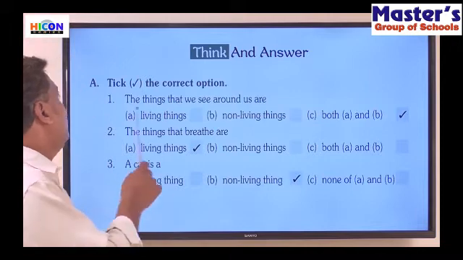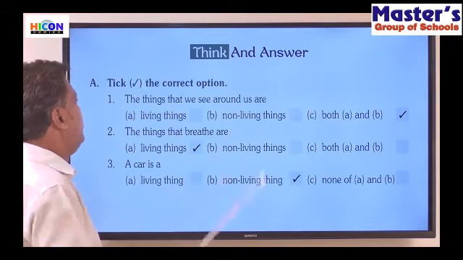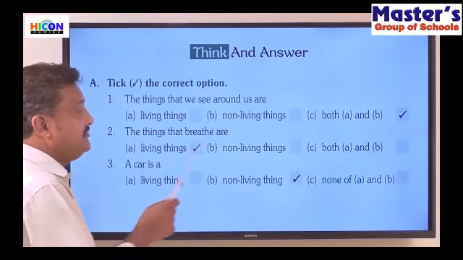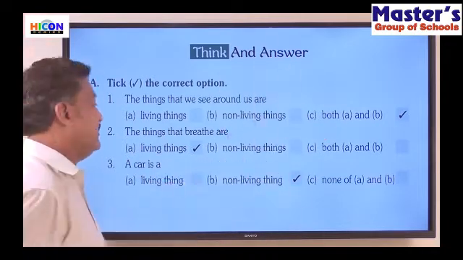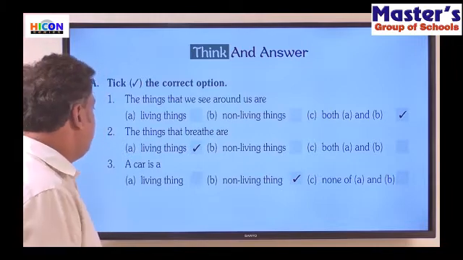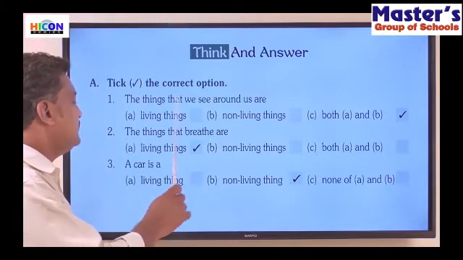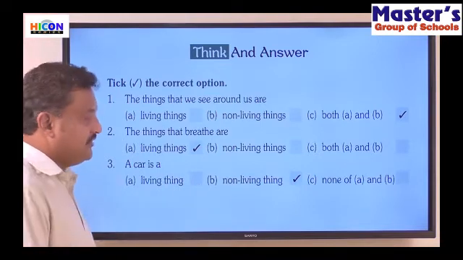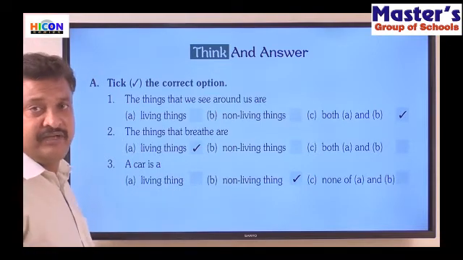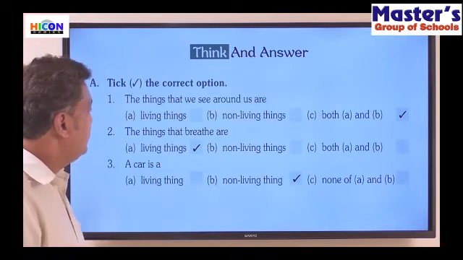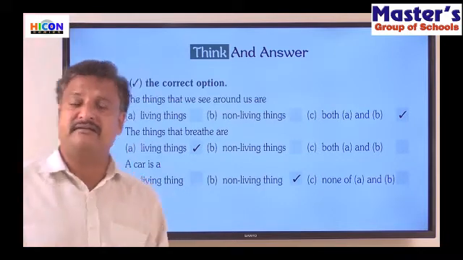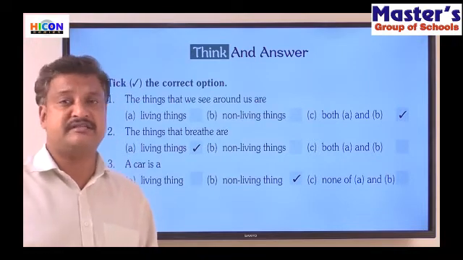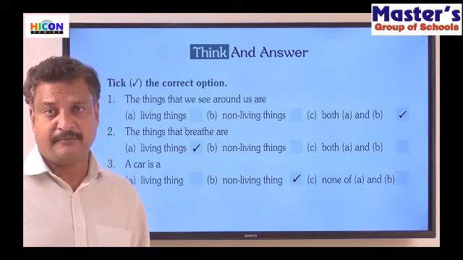See, the things that we see around us are both A and B. Means both living things and non-living things. The things that breathe are called living things. Then a car is a non-living thing. Right? So we have done it well and perfectly. So now I will keep this screen the same for you for another minute so that you too can read these sentences by yourself.